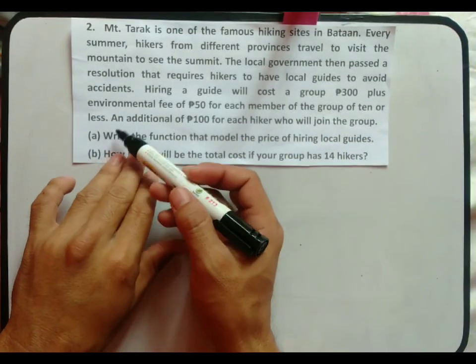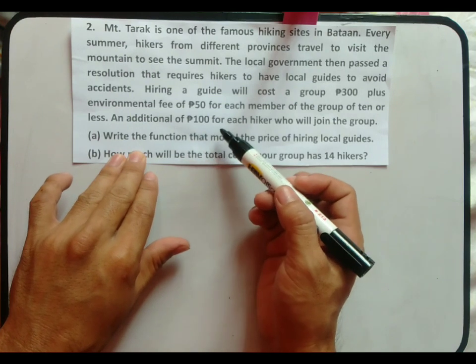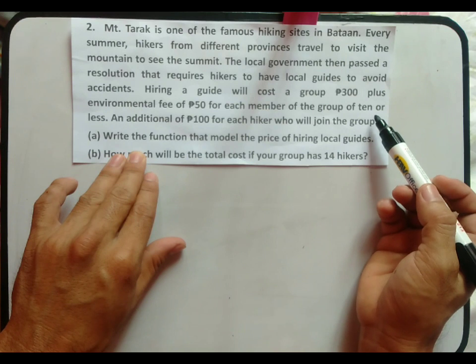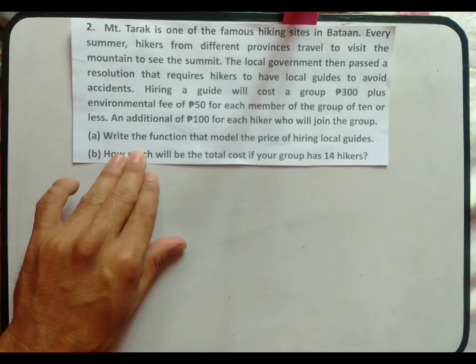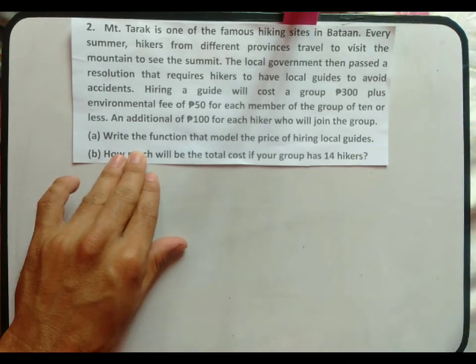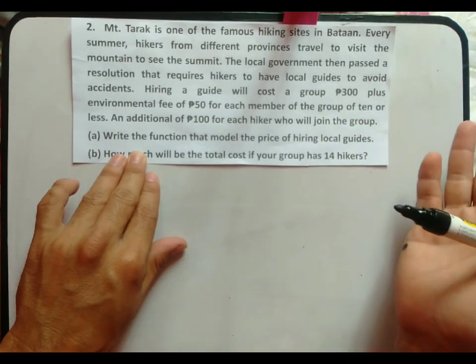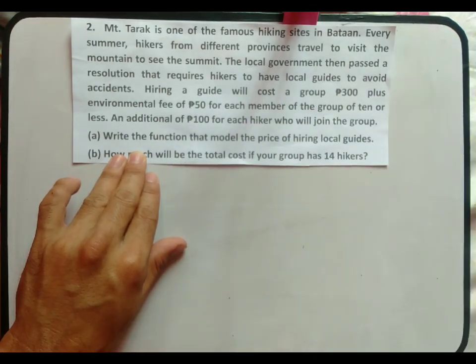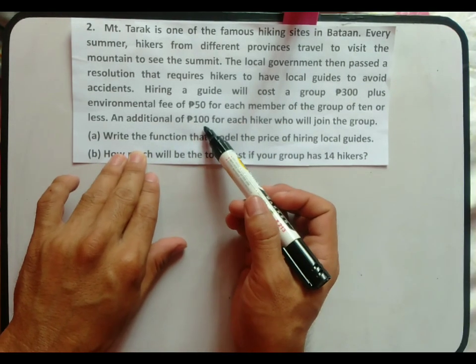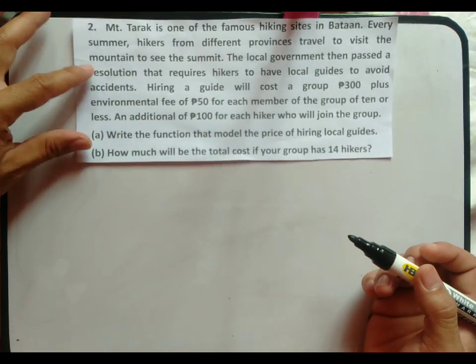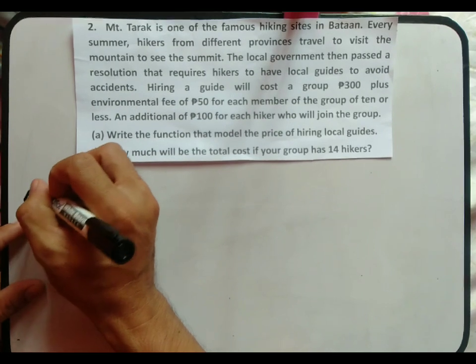And an additional of 100 pesos for each hiker who will join the group. So, for example, you have 11 or 15 members in a group. Then, yung mga nag-join na yon will going to pay 100 pesos each. Okay, let us do letter A.